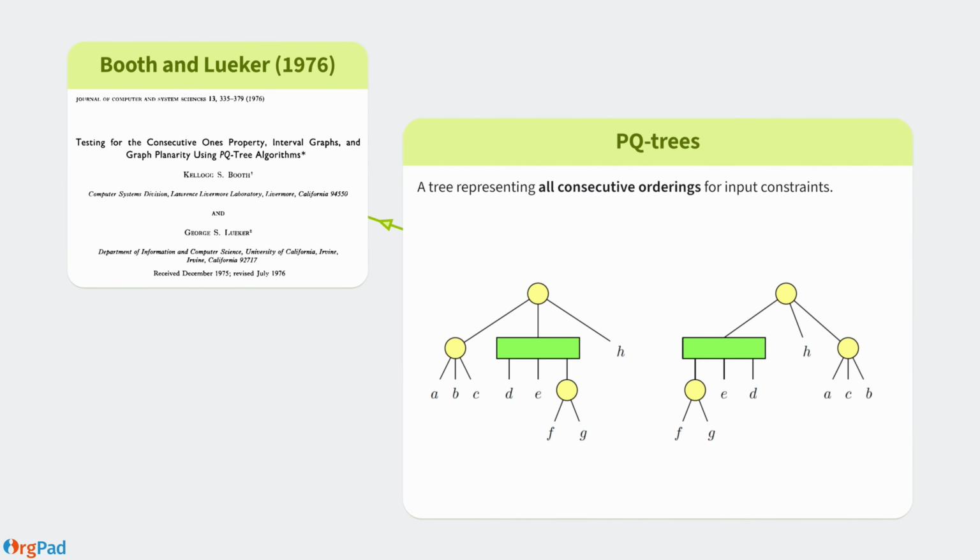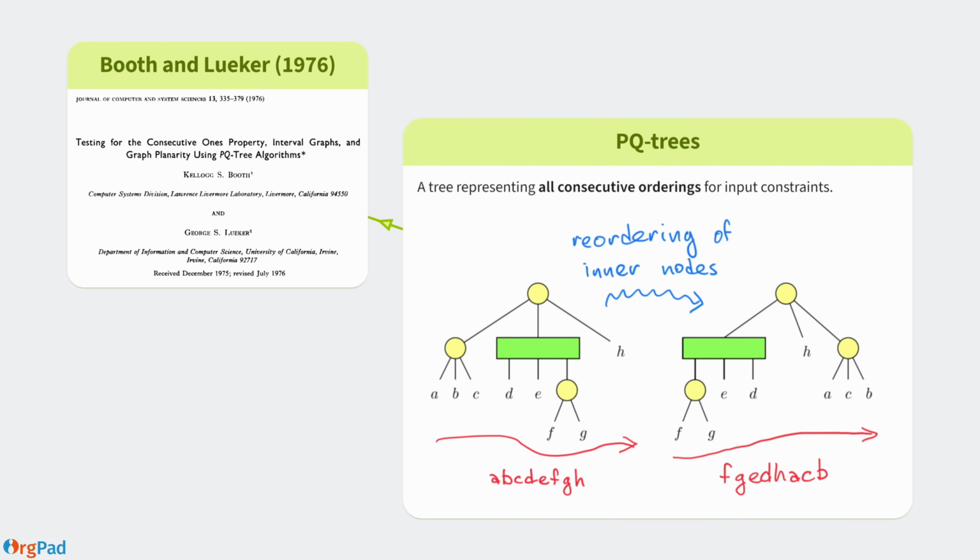Maximal cliques are placed into leaves of the tree. In this case we have maximal cliques A up to H. And we obtain one ordering by reading them from left to right. So A up to H here, and the other ordering here. We can also reorder the inner nodes. So the inner nodes can be reordered to obtain other orderings. For example, the left PQ-tree can be reordered to the right one. Both of these orderings belong to the same input constraints. They are solutions for the same input constraints.